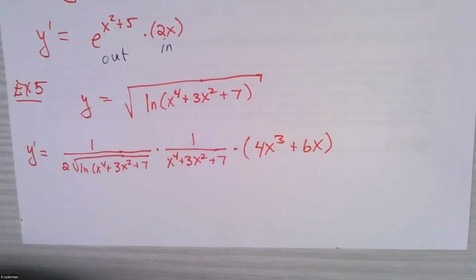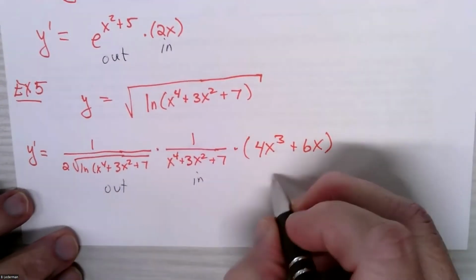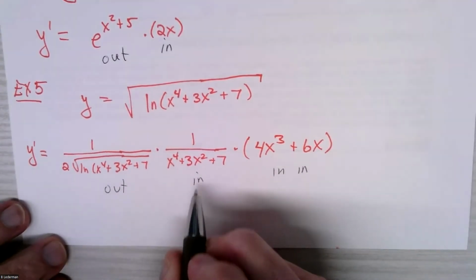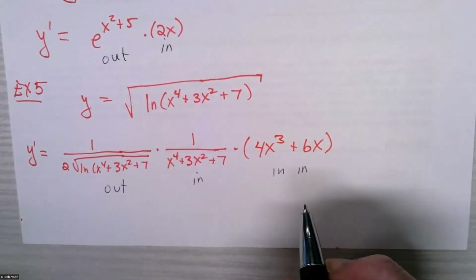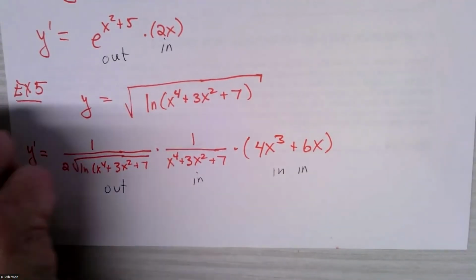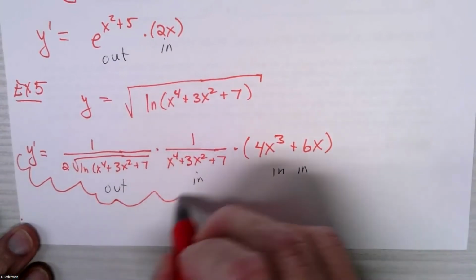So again, this is the outer function. That's the inner function. That's the inner function. That's the outer derivative. That's the inner derivative. And that's the inner derivative. So that is how, and that's it. We're done. That's our answer. This here is the answer to the problem. Pow. Look at that.